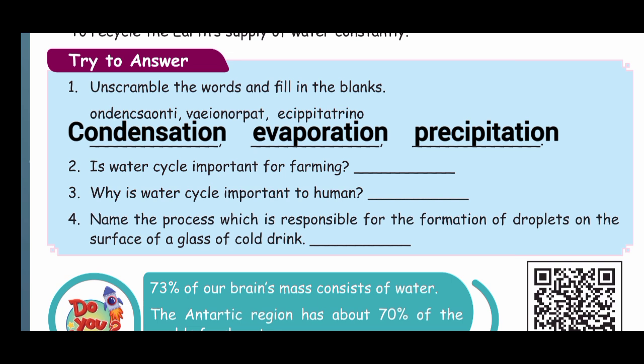So the answer is yes. Third one, why is the water cycle important to humans? Okay, to improve the availability of groundwater. Fourth one, name the process which is responsible for the formation of droplets on the surface of a glass of cold drink. Precipitation.